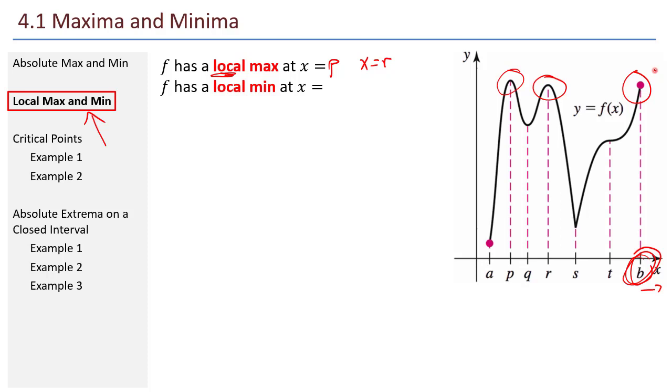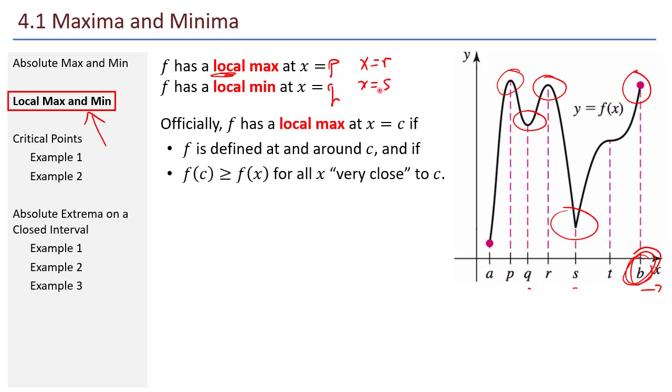How about then a local min? Do you see where the local mins are? There, but not the endpoint, not a. So it looks like maybe q and s. x equals q and x equals s. Officially, here's our definition. Officially, function f has a local max at x equals c if two things. First, f is defined at and around c, and if f of c is greater than or equal to f of x for all x very close to c.